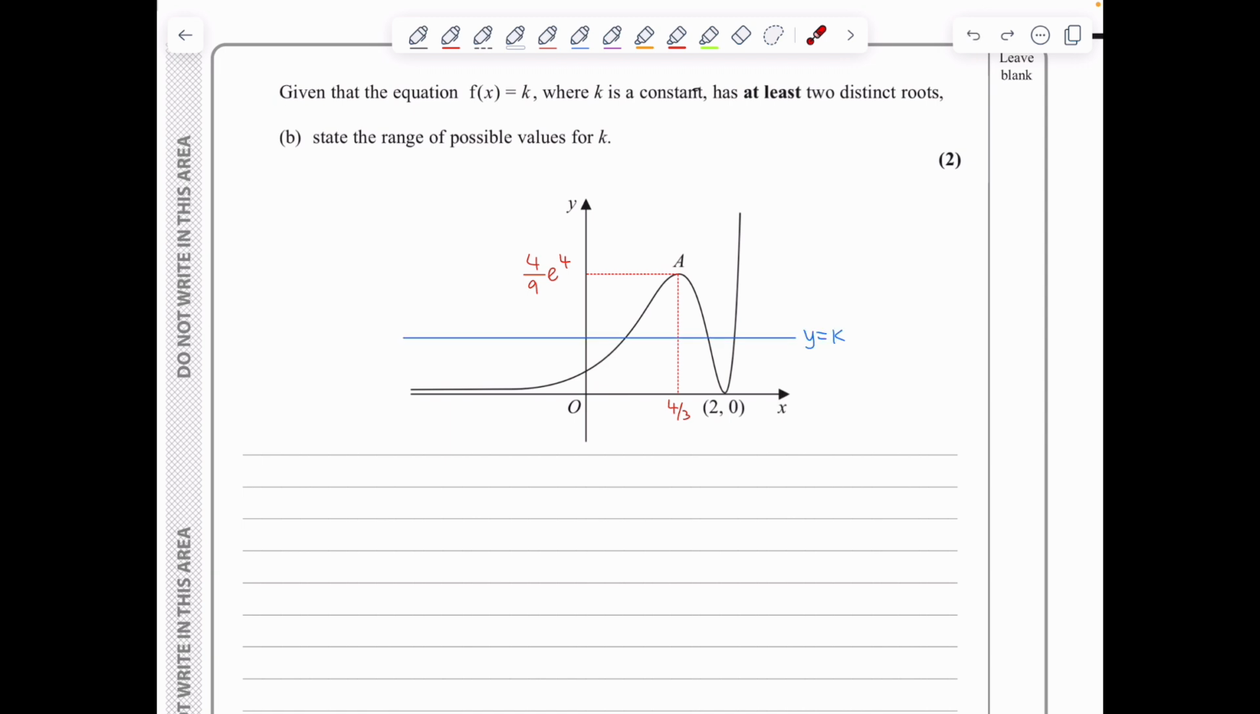We can see here we've got 3 distinct roots, and if I just play a bit with it, if I go above point A, I'll be having just 1 root. If I'm exactly at the height of A, I'll be having 2 roots, so this is a permissible value. And if I go below the x-axis, then I'll be having no roots, whereas if I'm exactly on the x-axis, I only have the root here at 2. So we therefore conclude that for us to have at least 2 distinct roots, it must be the case that k is greater than 0 but less than or equal to (4/9)e⁴.